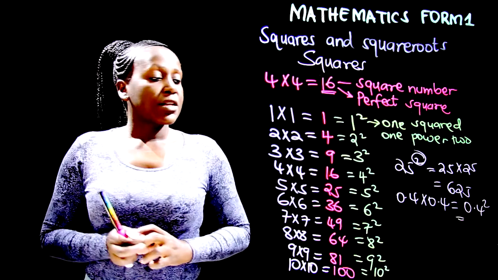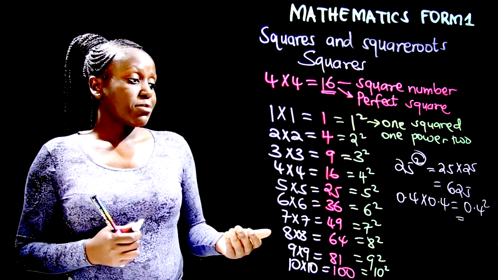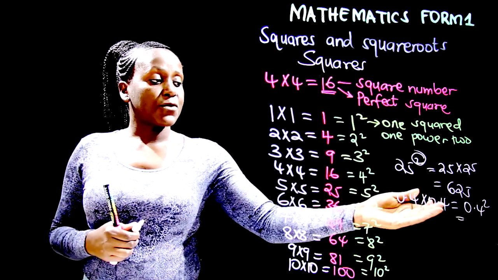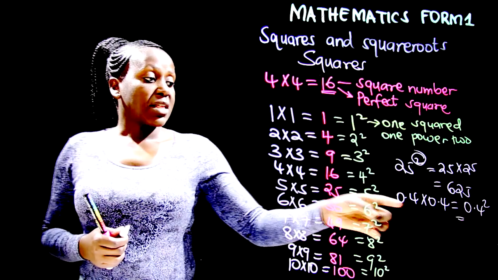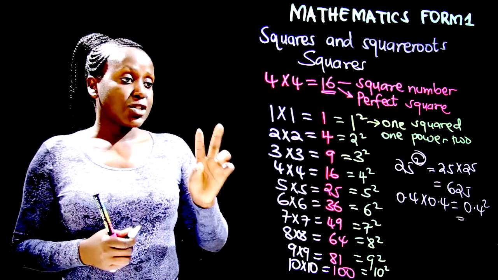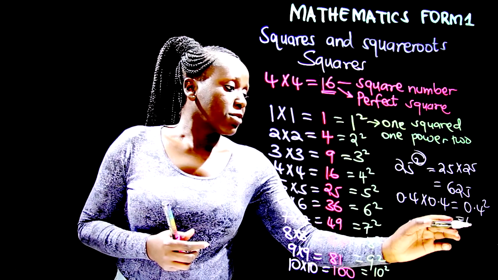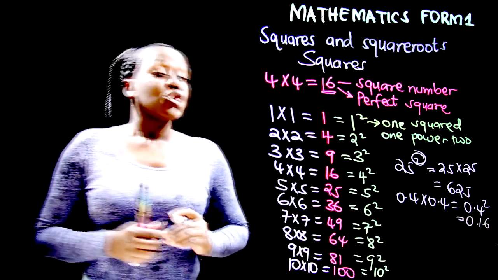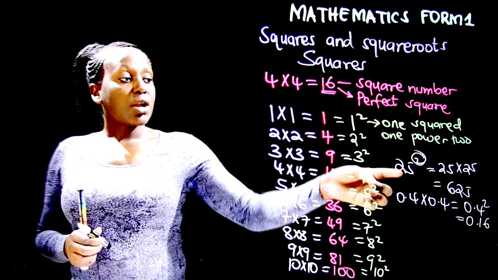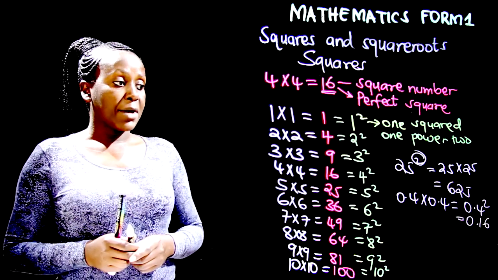So how do you do that? You just ignore the decimal places first. So 4 times 4 is 16. But the total number of decimal places is 2. So the answer will be 0.16. So it doesn't matter whether a number is a whole number or a decimal number.